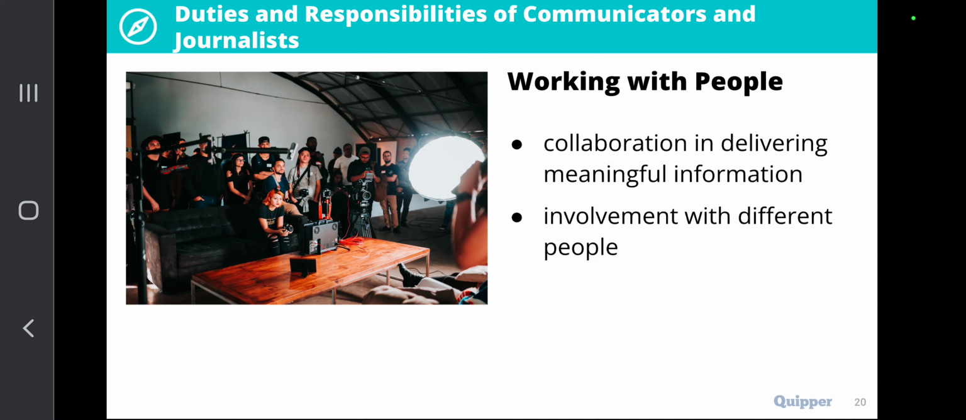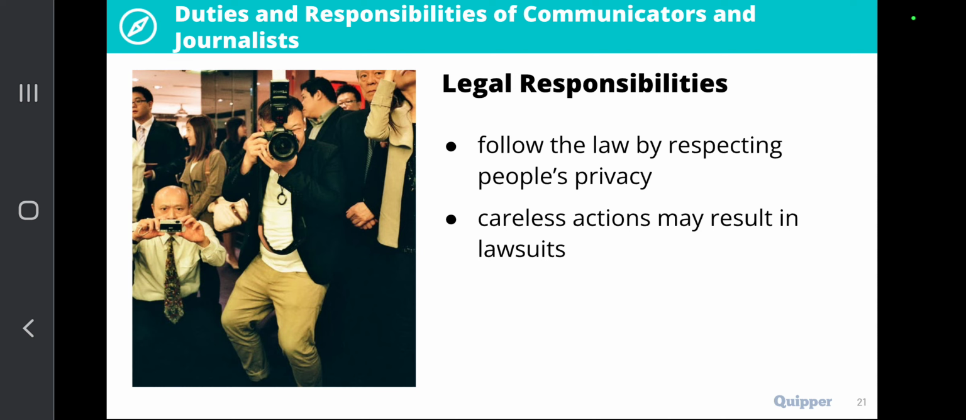Right? Next, legal responsibilities. Ano po din yung legal responsibilities? Sir, mura tag lawyer. Yes, we need to follow the law by respecting people's privacy. And we need not to be careless with our actions, because these careless actions will ultimately result in tons and tons of lawsuits. Remember, class, that we have freedom of speech, we have freedom of expression. The world is free, but it is not free of laws and lawsuits. So if you are not careful with your actions, you are not responsible, and you do not respect people's privacy, pwede juga makasuhan. If there is a probable cause, makasuhan jud ka.